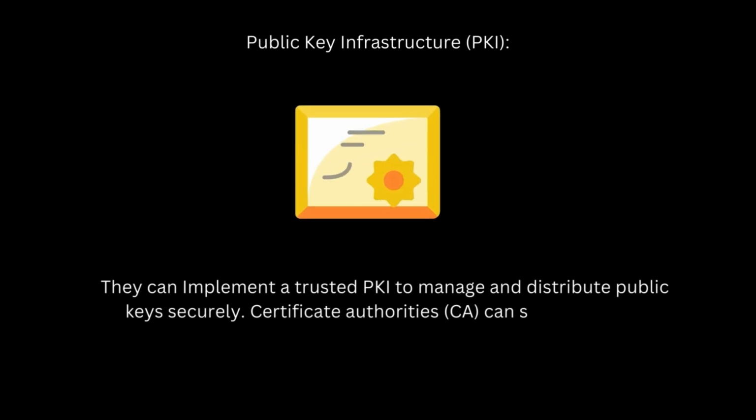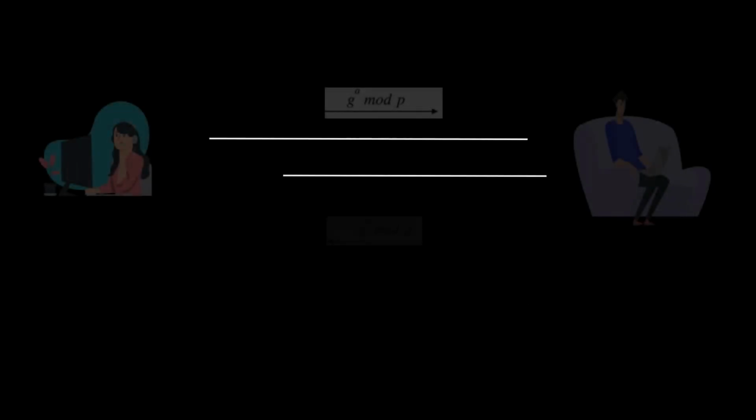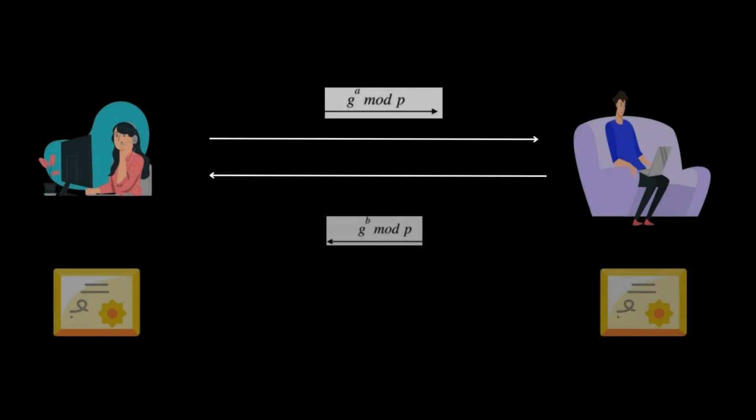Implementing a public key infrastructure, PKI, can indeed help prevent man-in-the-middle attacks for Diffie-Hellman, DH, key exchanges. The PKI involves a trusted certificate authority, CA, that issues digital certificates to entities such as servers and clients. When Alice and Bob perform a DH key exchange, they can verify each other's certificates to ensure they are communicating with the intended party.